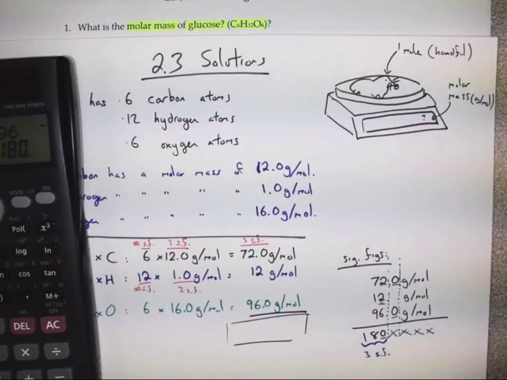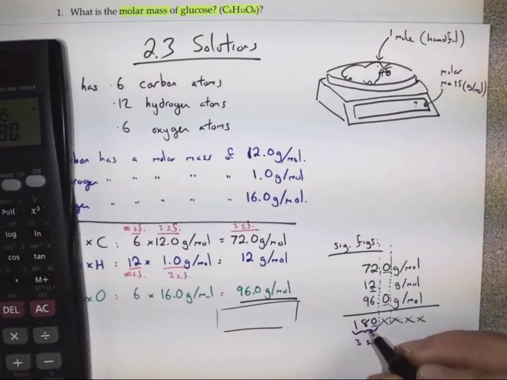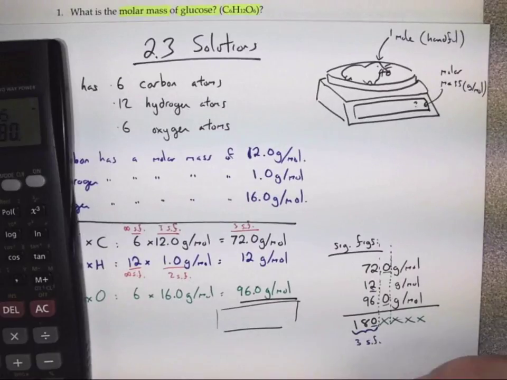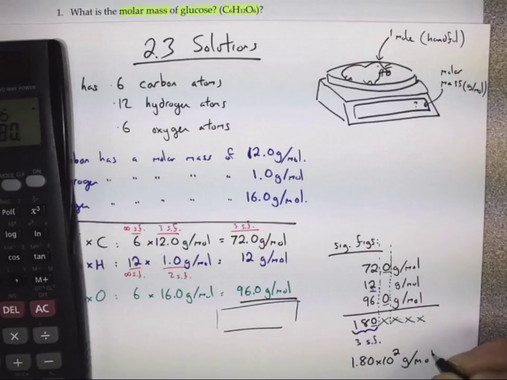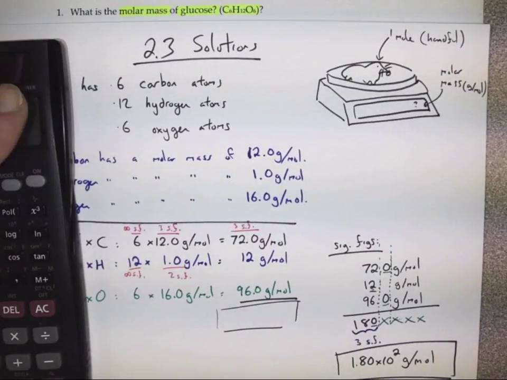So we need to demonstrate that the 0 is significant, because right now that looks like there are 2 significant figures. To imply that the 0 is significant, we would change that to scientific notation as 1.80 times 10 to the 2 grams per mole. And that is our final answer.